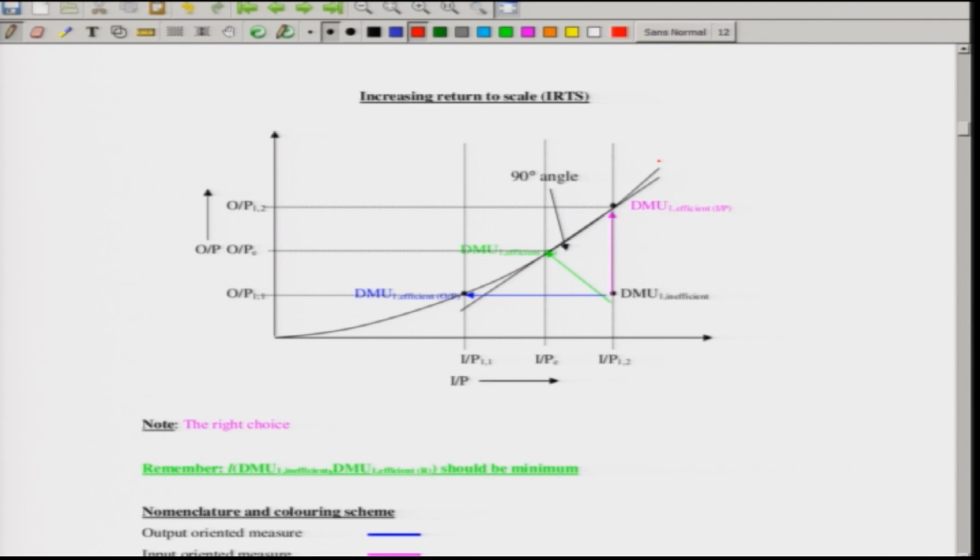Increasing return to scale means that as you keep increasing the input, the output also increases, but in a higher proportion. In the other case, when it is decreasing return to scale, if you keep increasing the input, the output is going to increase, but at a lower scale. So, in the next class I will discuss the increasing return to scale, but with the axes inverted, in the sense the input comes on the y axis and the output comes on the x axis.